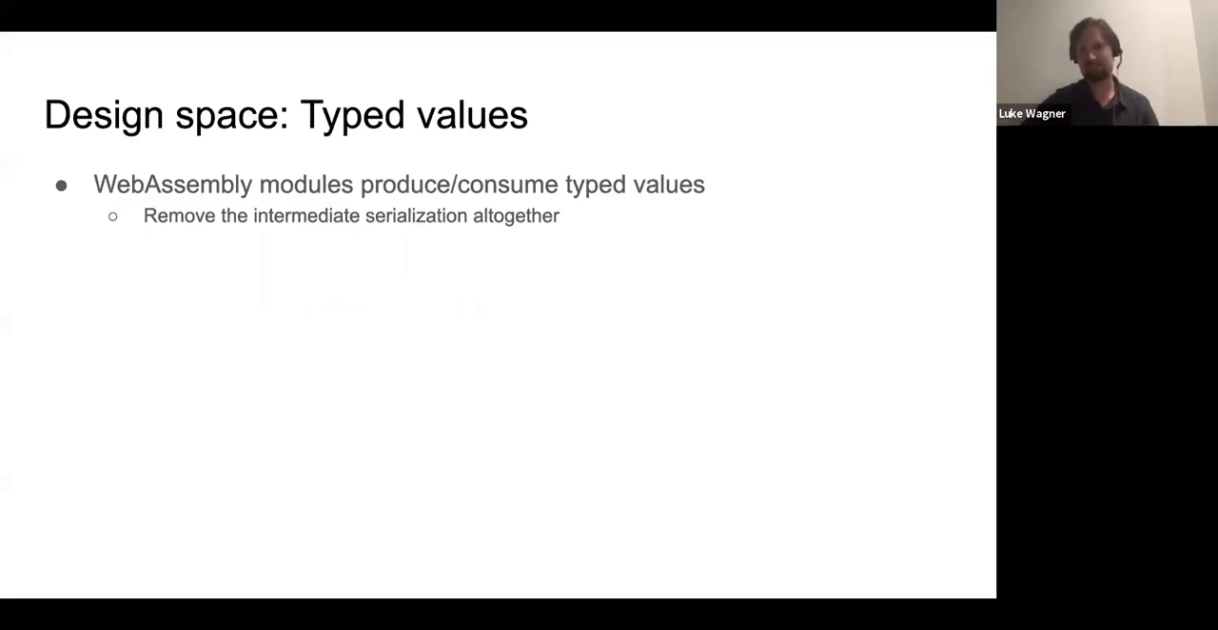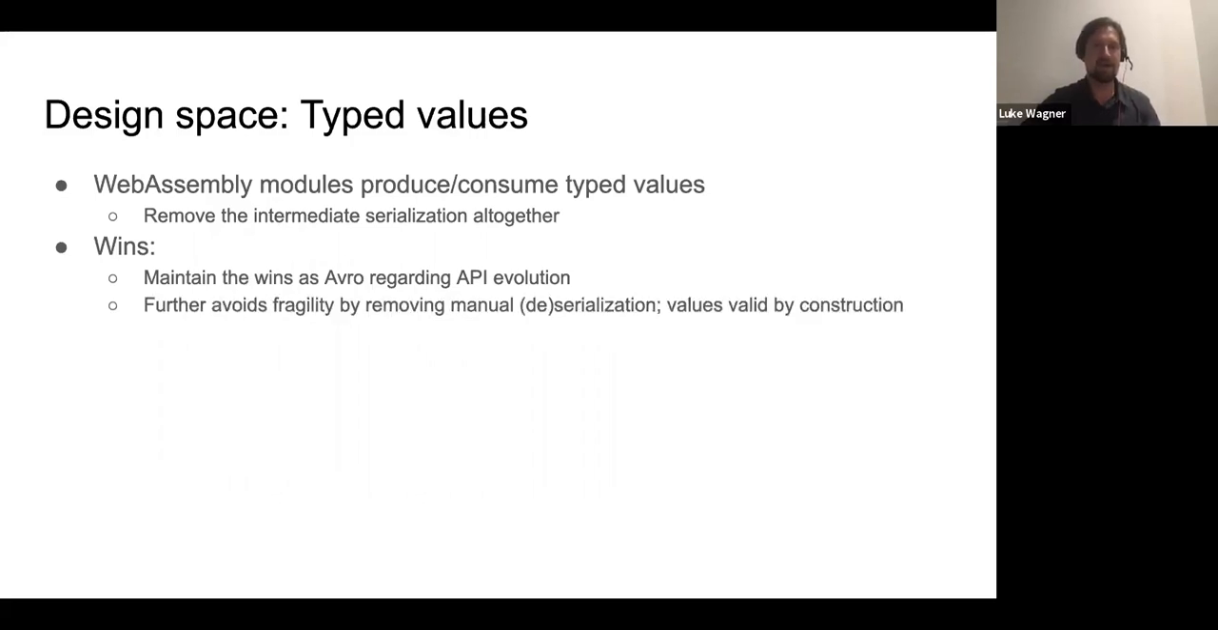We're going to remove that intermediate serialization step there. We're just going to send type values directly between the modules. The wins being that you can maintain those wins that Avro had regarding API evolution, and you can further avoid this fragility because you have these values that are kind of valid by construction. And it's possible, I claim, to get down to one copy when you do WASM to WASM.